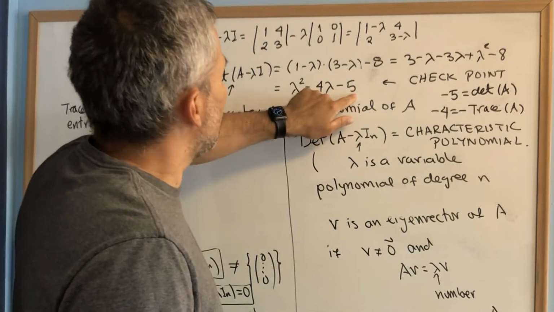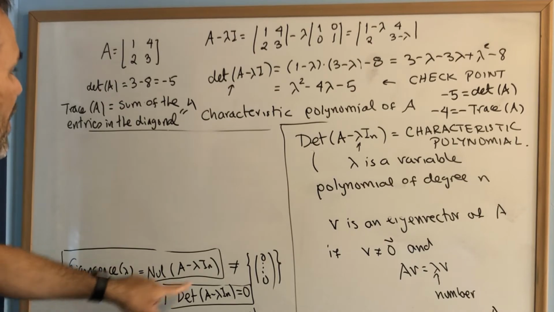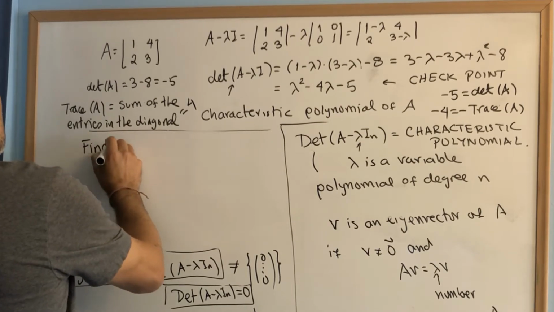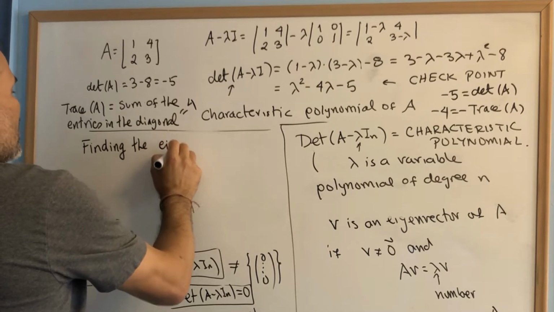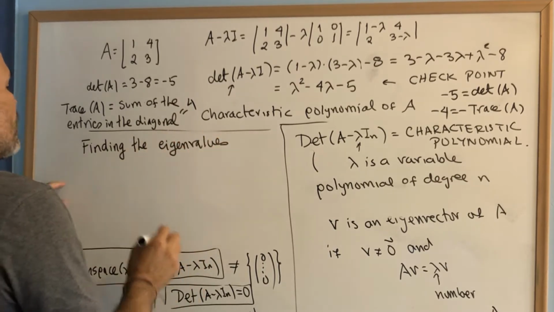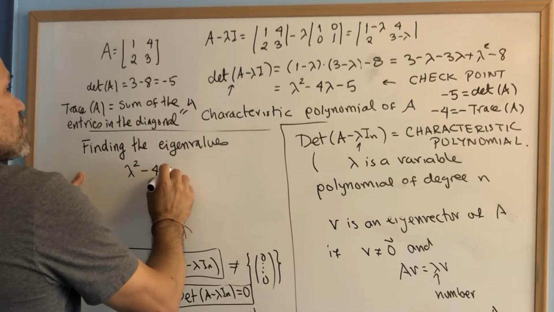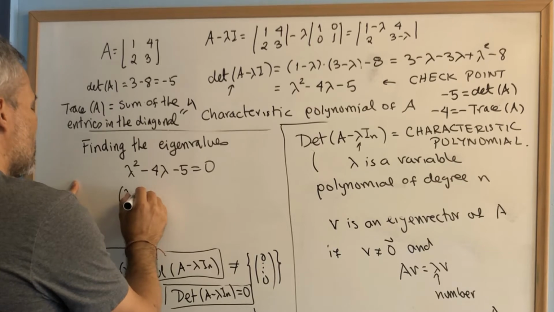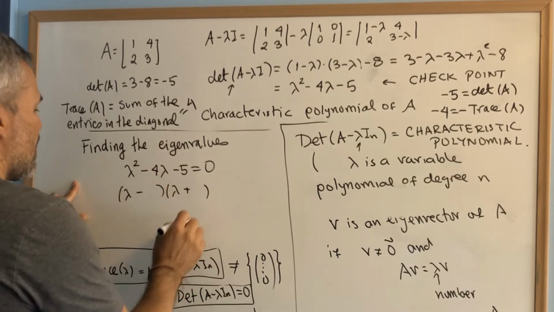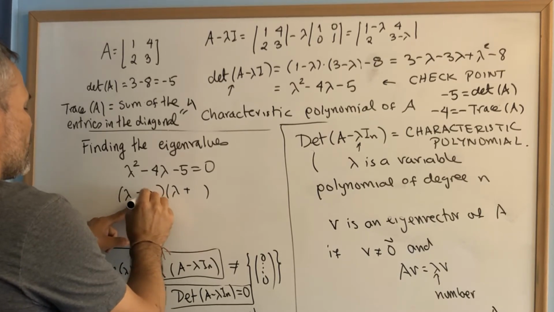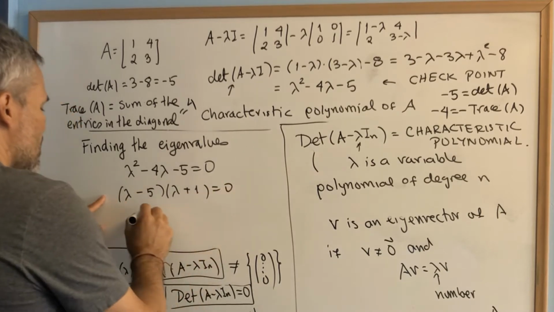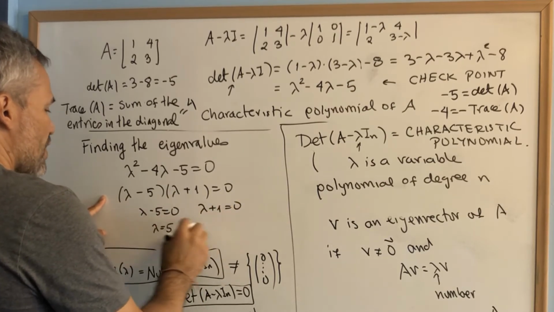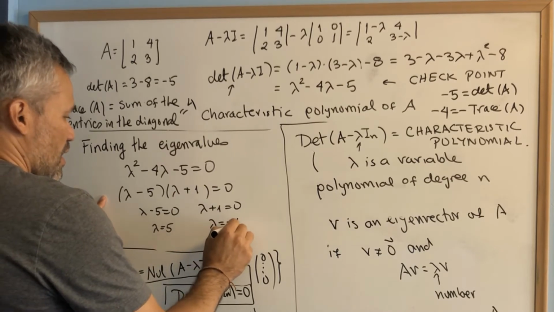Once we have the characteristic polynomial, in order to find the eigenvalues, we need to find those values of lambda that make the characteristic polynomial equal to 0. Then let me write here, finding the eigenvalues. To find the eigenvalues, we need to solve the equation lambda squared minus 4 lambda minus 5 equals 0. And if we can factor this polynomial, that will be easier. Then it's lambda minus 5 times lambda plus 1 equals 0. That means that lambda minus 5 should be 0, lambda plus 1 should be 0, and then lambda equals 5, and lambda equals negative 1.